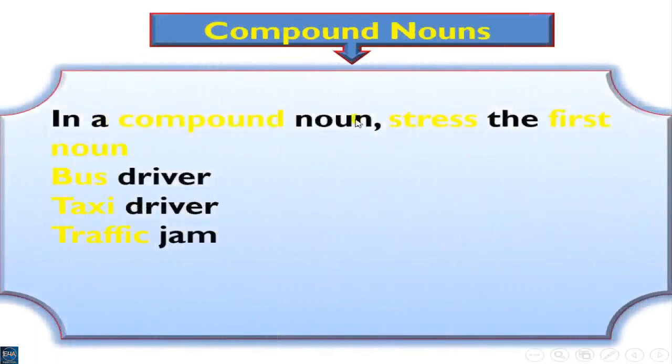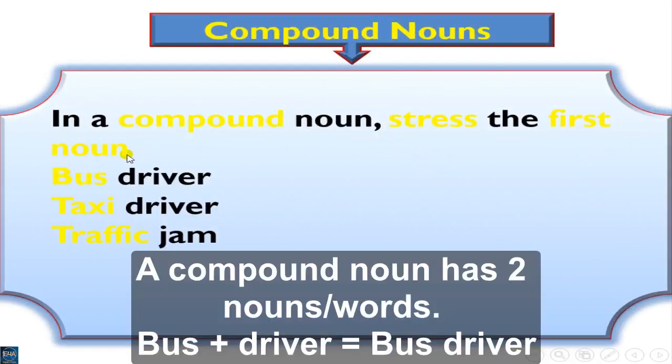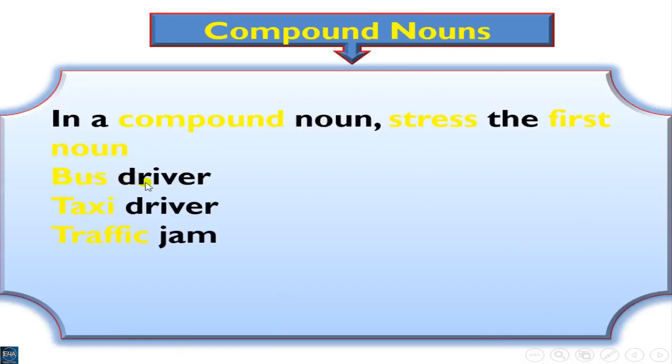In a compound noun, stress the first noun. A compound noun is a noun made of two nouns. Bus driver. Taxi driver. Traffic jam. Repeat after me: bus driver, taxi driver, traffic jam. We stress the first word: bus driver, taxi driver, traffic jam.